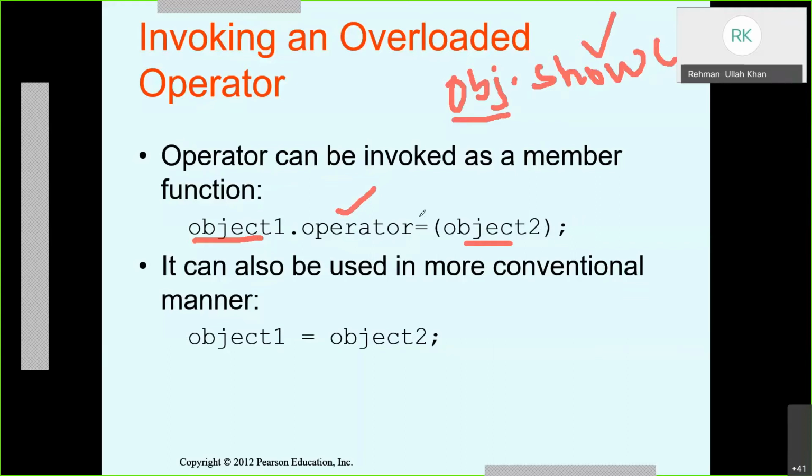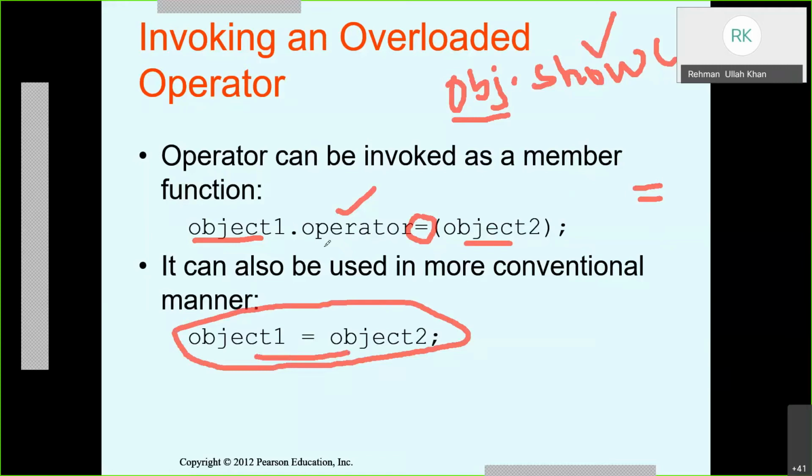But the assignment operator is a conventional operator, and it looks nice if we use it like this. The compiler can understand both ways. But whenever we write like this, note again that the operation behind the scene is that the first object is calling the overloaded assignment function, and the second one on the right-hand side is sent as an argument to this function. So it works like this.